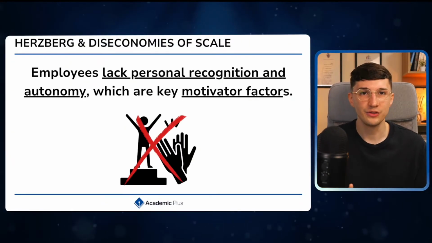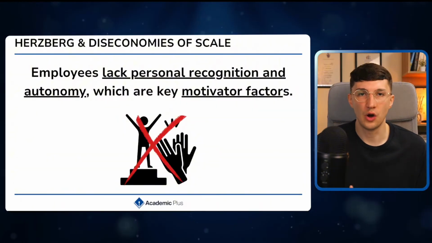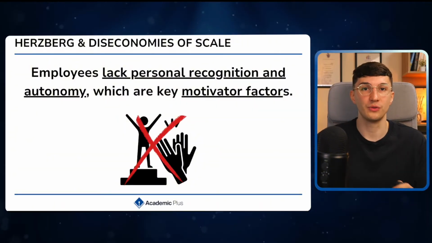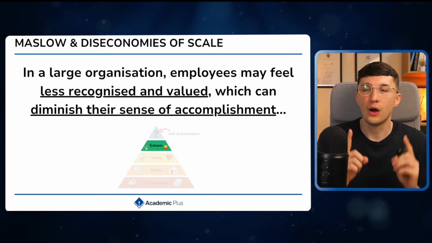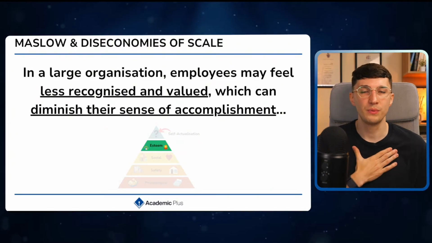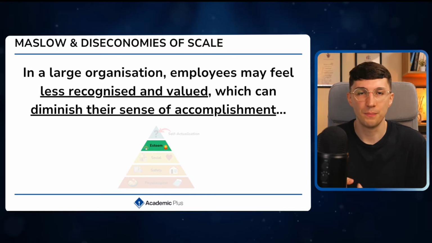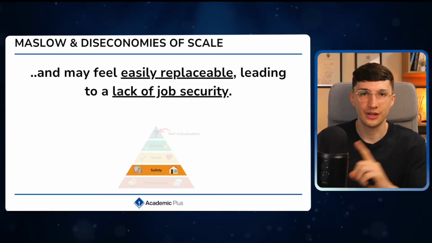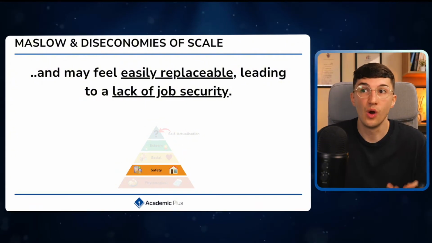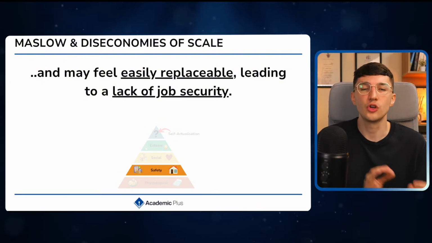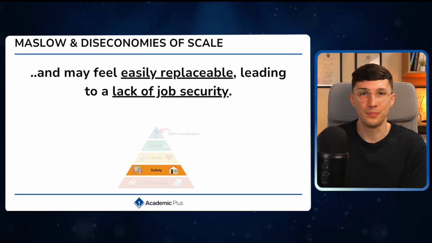Now, if that's the case, well, my motivator factors aren't being satisfied from Herzberg's two-factor theory. And of course, if I'm not being recognised, I'm not being as valued, that also diminishes my sense of accomplishment. So my esteem needs aren't being met. But also, as we said from Maslow's hierarchy, I may find that I'm just easily replaceable. So I lack job security, so my safety and security needs aren't being met.